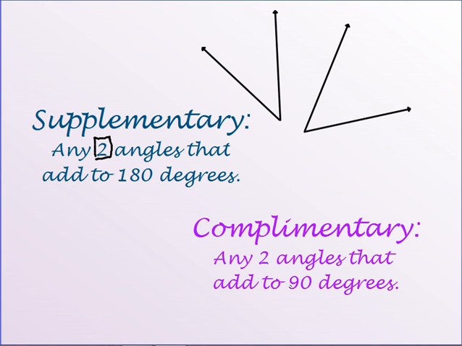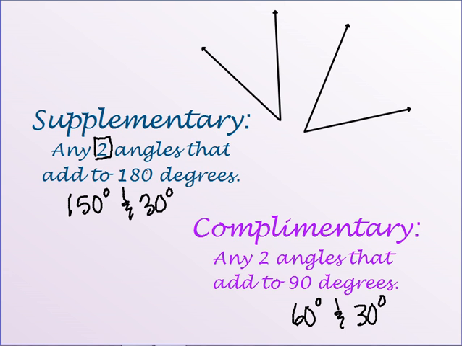2 angles that add to 90 degrees are complementary. So an example of complementary pairs, I could have one angle that was 60 degrees and one angle that was 30 degrees. Those two together would be complementary. Supplementary, if I had one that was 150 degrees, the other one would have to be 30 degrees in order for them to add up to 180 and be supplementary.